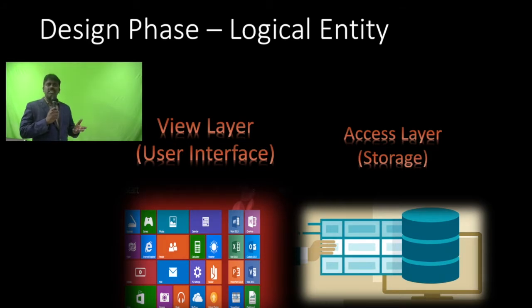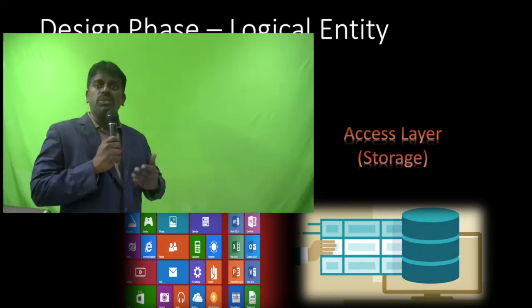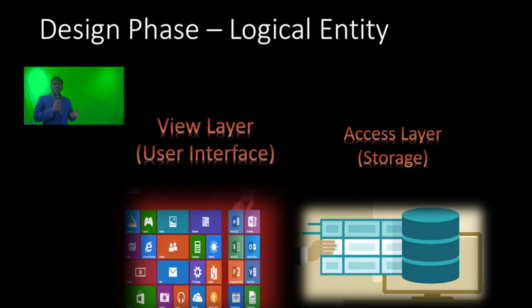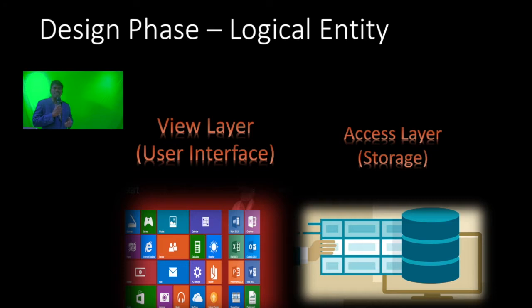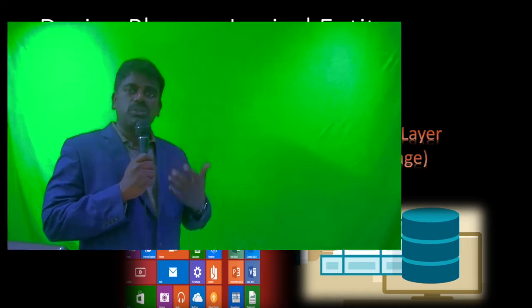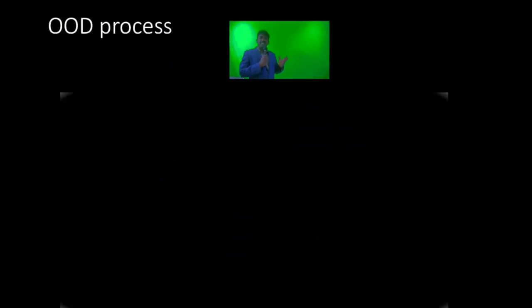Logical entities means we are going to identify the view layer, how the user is going to interact with the system. And we talk about the access layer, how we are going to design it, so that we know how we are going to store the data, where the data is to be stored, and how we are going to retrieve it. For this, we design the access layer. So this is about studying the design phase.